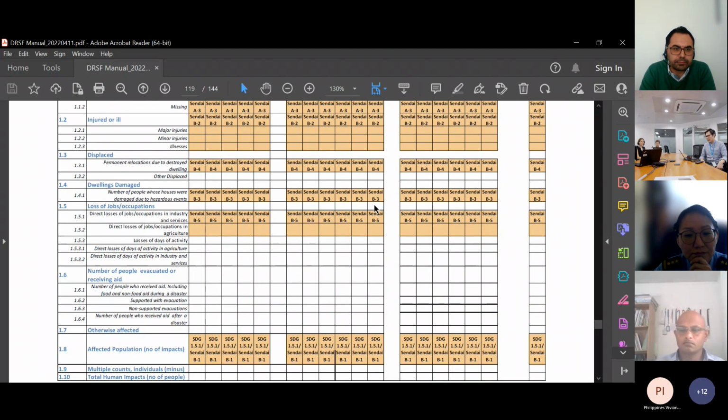or if they have lost their jobs, or the number of days that they didn't go to work because of the disaster events. In terms of evacuations and efforts that have been put in place, these may also be recorded in those databases. And there's a big category called otherwise affected, so anything else that is not listed above.